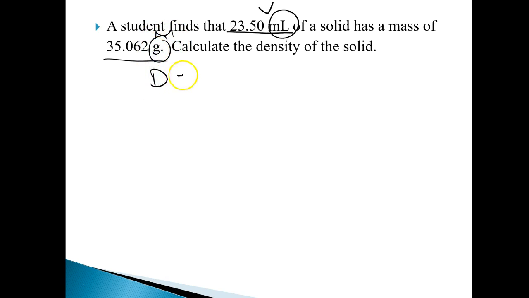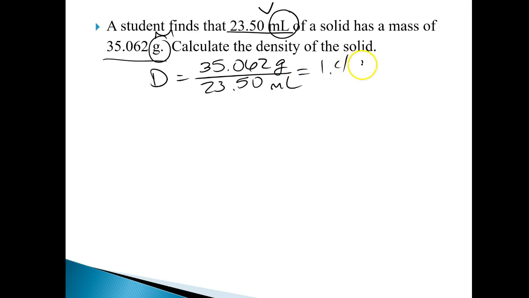Calculate the density. D equals the mass, 35.062 grams, over 23.50 milliliters. And your calculator is going to spit out 1.492. Units are grams divided by milliliters, or grams per milliliter. Right here is the unit. In terms of sig figs, that is the answer. It has 4 sig figs.